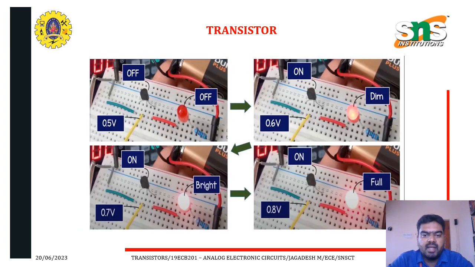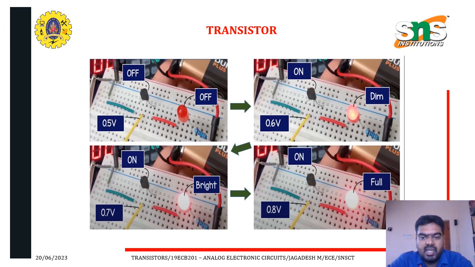And here for the transistor, in this case, there are four diagrams. In the first image you can see, for the base terminal 0.5 V is given. So 0.5 V is below 0.7. The base voltage is 0.5, and the threshold value of the transistor is 0.7. So it is less than 0.7, and there won't be any current conduction across the transistor. So the red LED will be in the off condition.